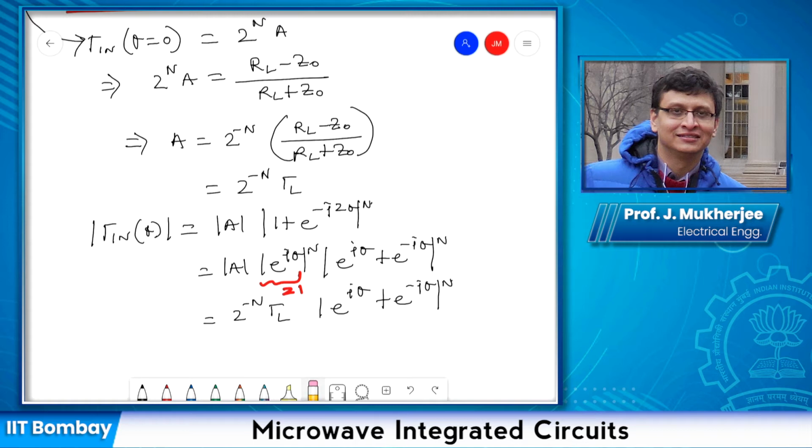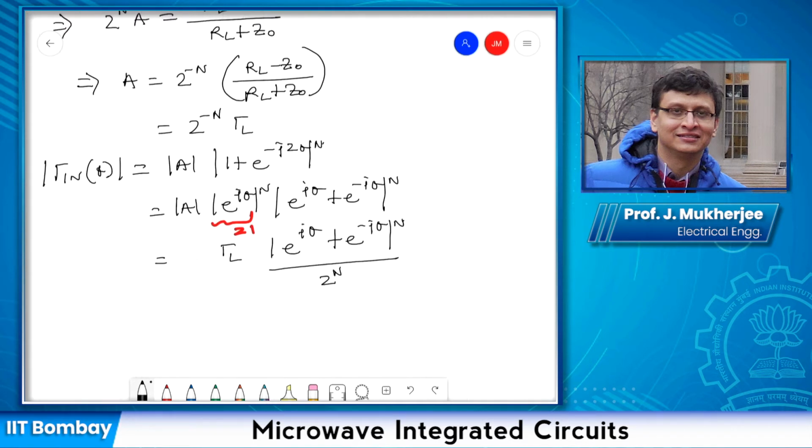Now further I can write this as, and this is equal to cos theta raised to power n. So then this becomes equal to gamma L cos theta raised to power n. So this is the value of the input reflection coefficient magnitude for a given value of theta. Okay, it's somewhat simplified.